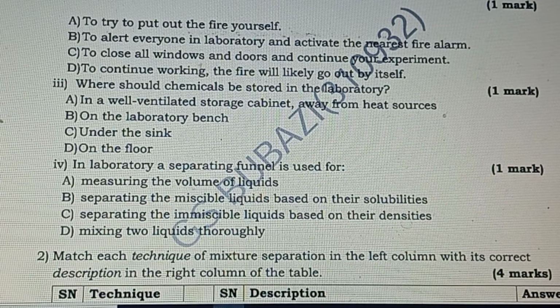Let's continue to the second. What is the first thing you should do in case of a fire outbreak in the laboratory? We have four options. The best one is letter B, to alert everyone in the laboratory and activate the nearest fire alarm. III. Where should chemicals be stored in the laboratory? The best option is the first one, A, in a well-ventilated storage cabinet away from heat sources.